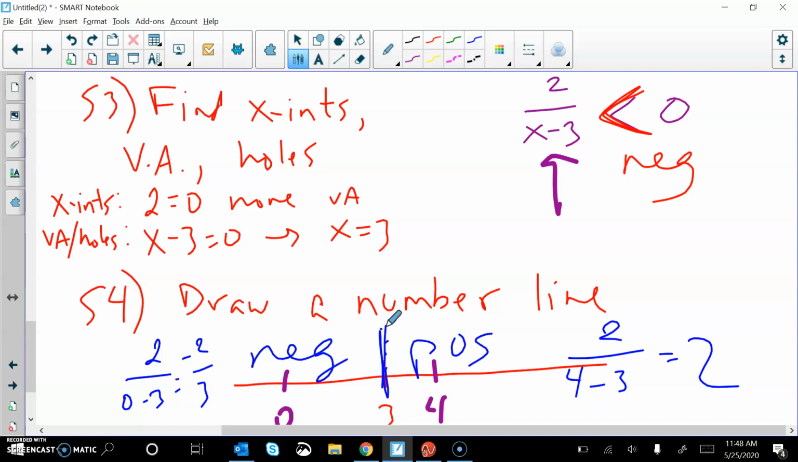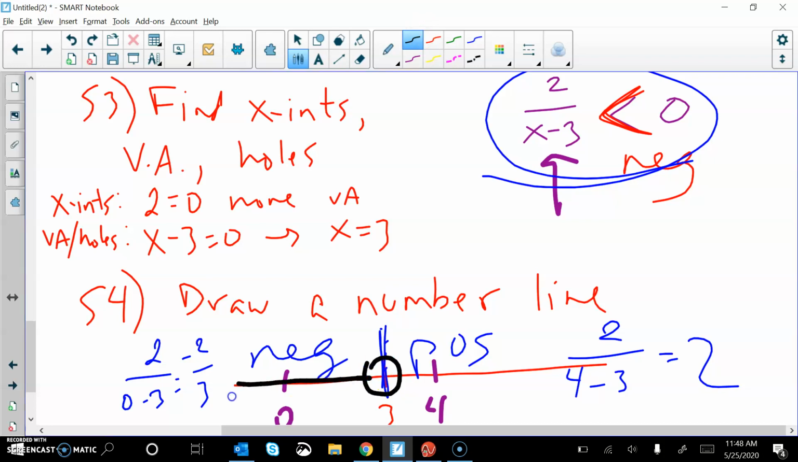That's a positive answer. This entire interval will be positive. We want negative values only. So our inequality, that's been simplified, is less than 0 over here for all the x values that are smaller than 3. So our solution is x less than 3.